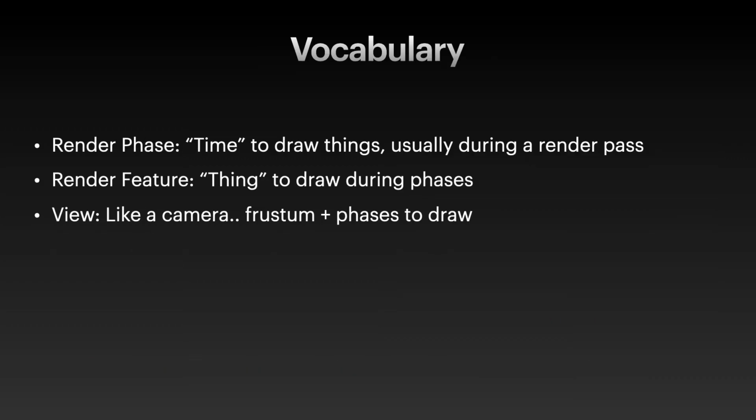A render phase is a time to draw things, usually during a render pass. For example, the skybox, the shadow maps, opaque, transparent, or UI. A render feature is a thing to draw during one or more phases. For example, a mesh, a tile map, a skybox, or things like that. A view is like a camera, a frustum, and which phases should be drawn.